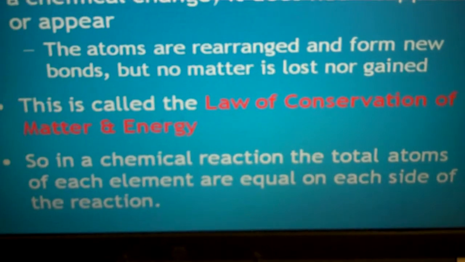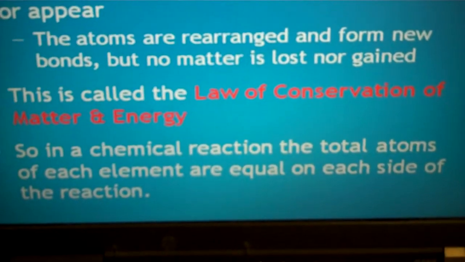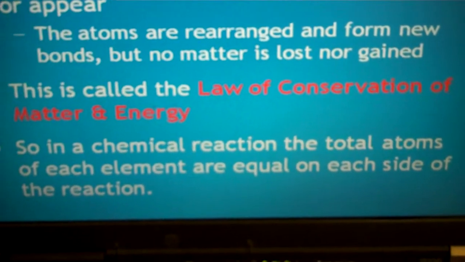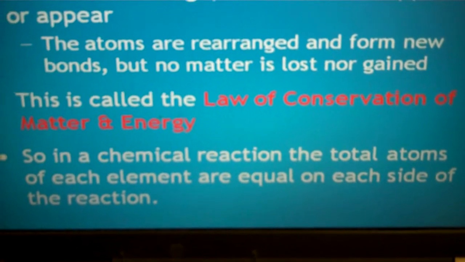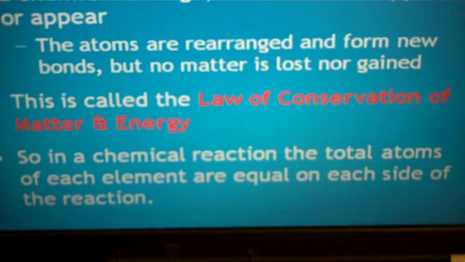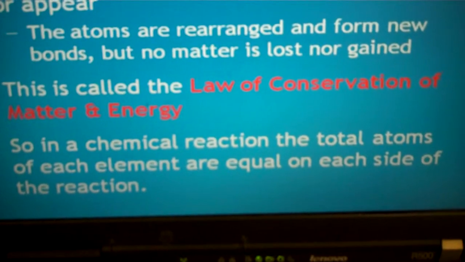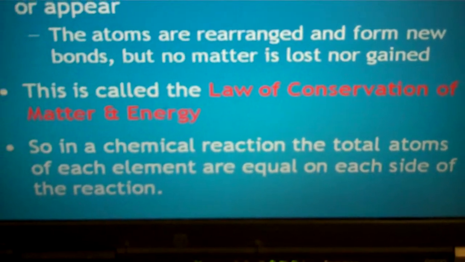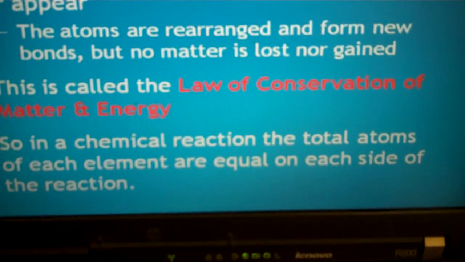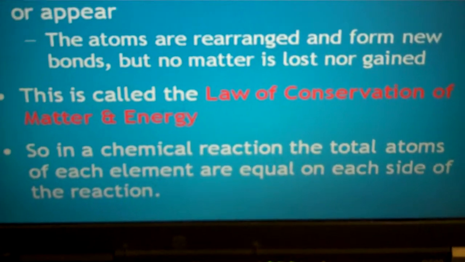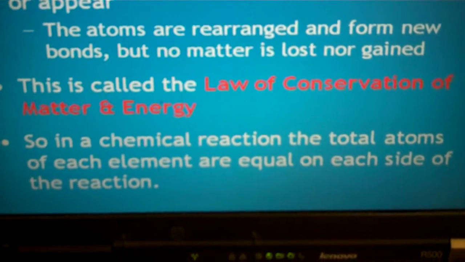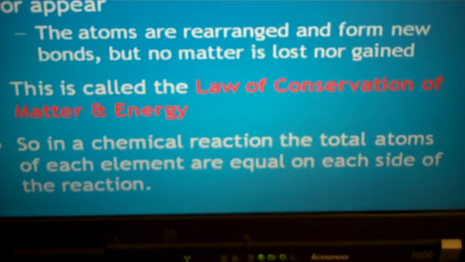So, in a chemical reaction, the total atoms of each element are equal on each side of the reaction. Now, some of those atoms are in compound form, some of them may be in single element form or diatomic element form, but the total number of atoms for each element has to be equal on both sides for the equation to meet this law.